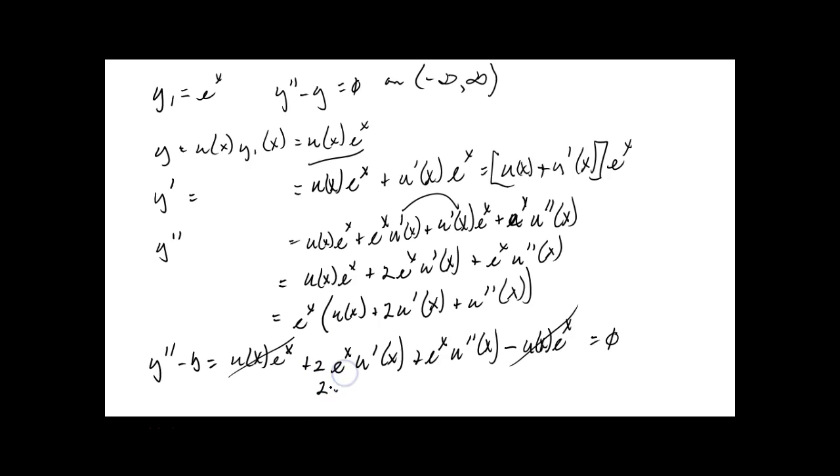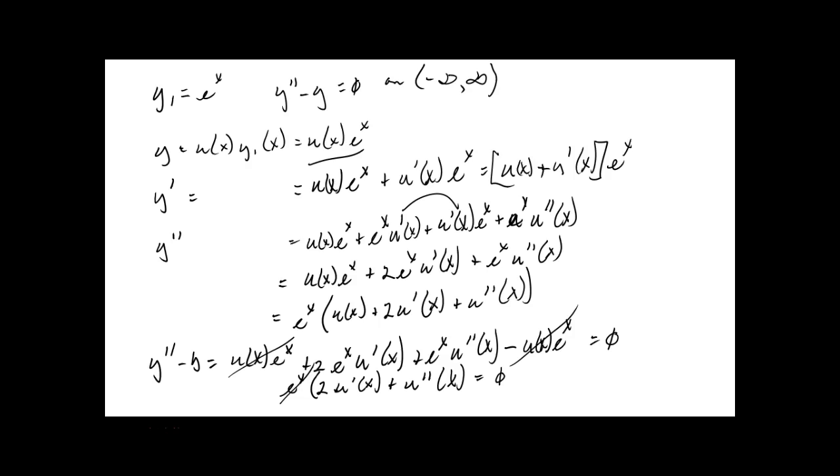2, I keep wanting to pull that out. Let's do it. E to the x times 2u prime of x plus u double prime of x is equal to 0. Well, e to the x is never equal to 0, so you can divide that out. And now we have this thing: u double prime plus 2u prime is equal to 0.